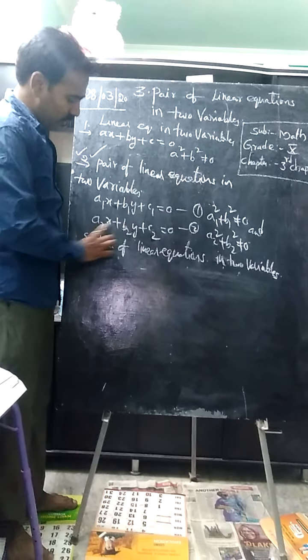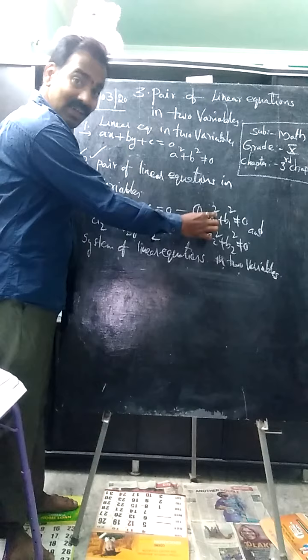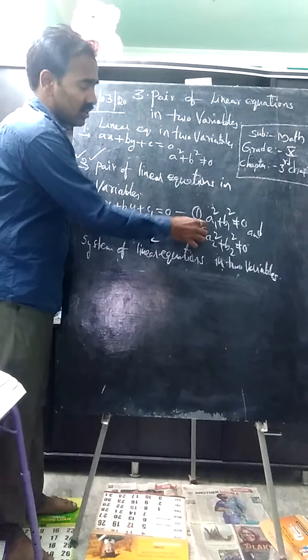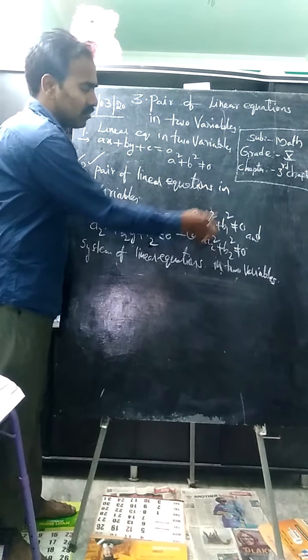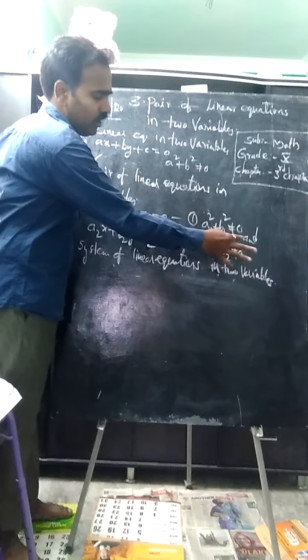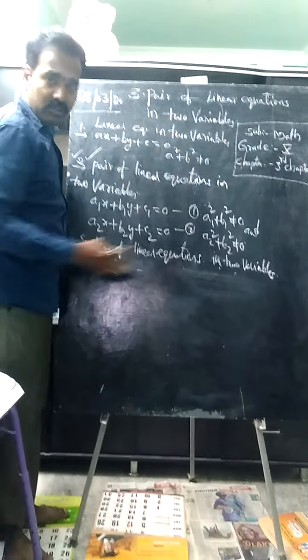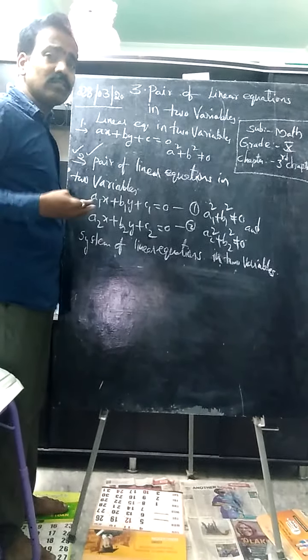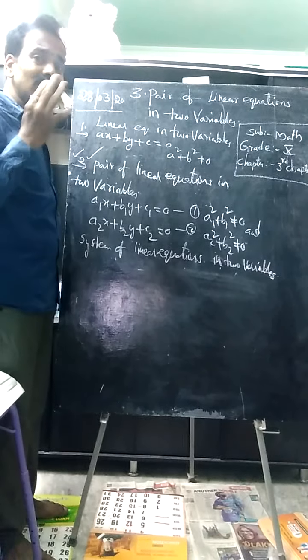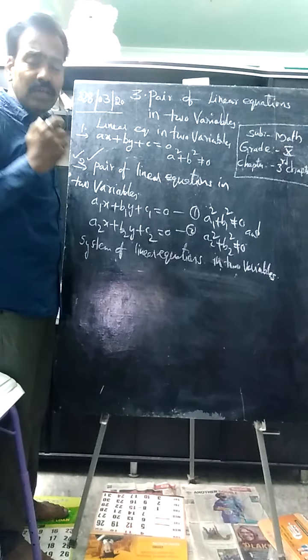Another equation is a2x plus b2y plus c2 is equal to 0, where the condition is a must. Without this condition it is not applicable: a1 square plus b1 square is not equal to 0 and a2 square plus b2 square is not equal to 0. Now, this topic contains 6 exercises, I mean 6 parts.